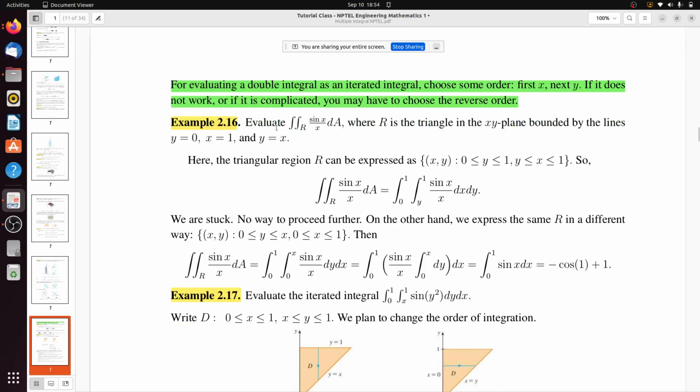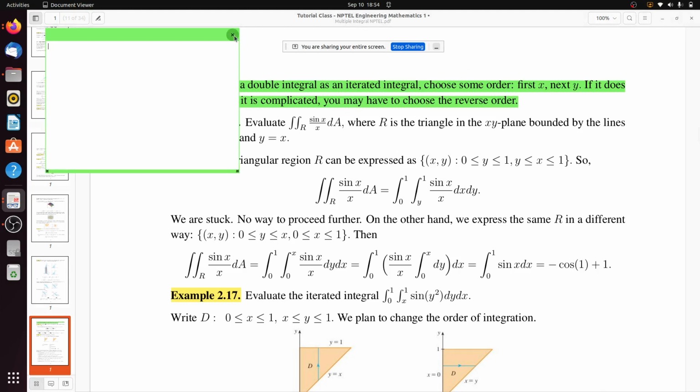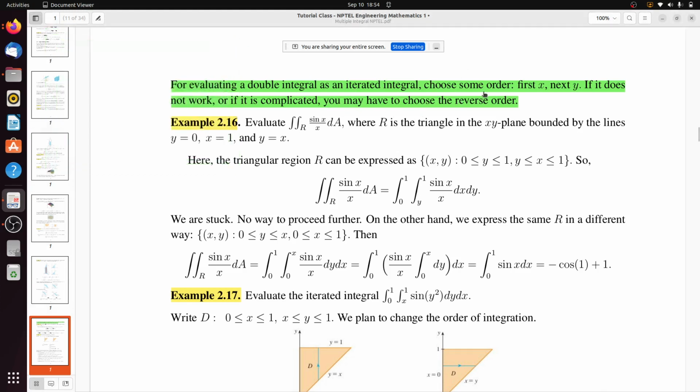See, for evaluating a double integral as an iterated integral, choose some order, first x and next y. If it does not work or if it is complicated, you may have to choose the reverse order. What does that tell? First, for solving an iterated integral, try the usual order: first integrate with respect to x, next integrate with respect to y. But if it does not work or it is too complicated to handle, then you may choose the reverse order.